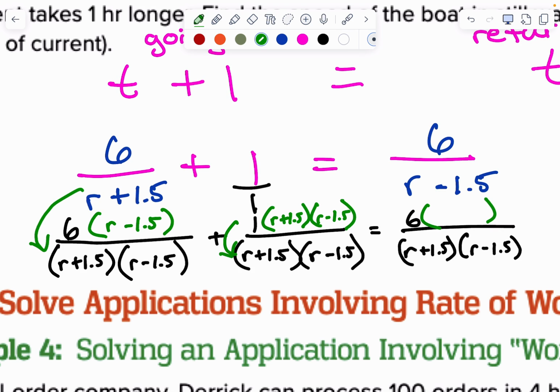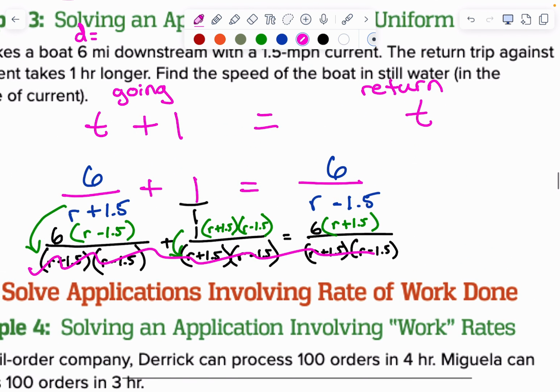We want to be able to put them all under one roof. So that's why we're doing it. Okay, so this one needs an R plus 1.5. Now the bottom cancels off. Makes it a little bit easier, right? And now we have to simplify some stuff.